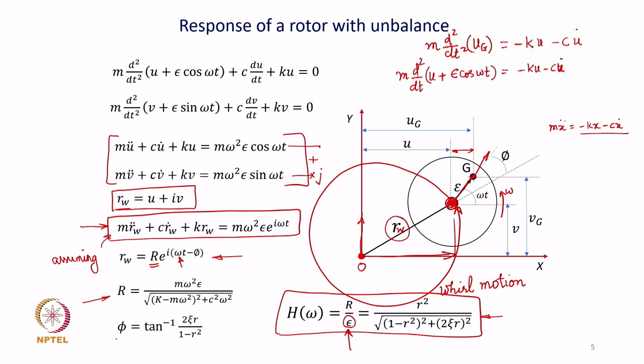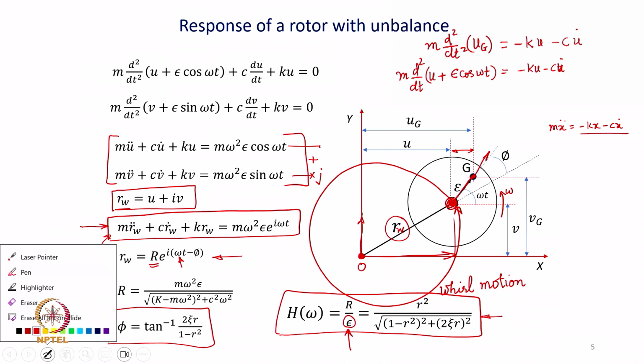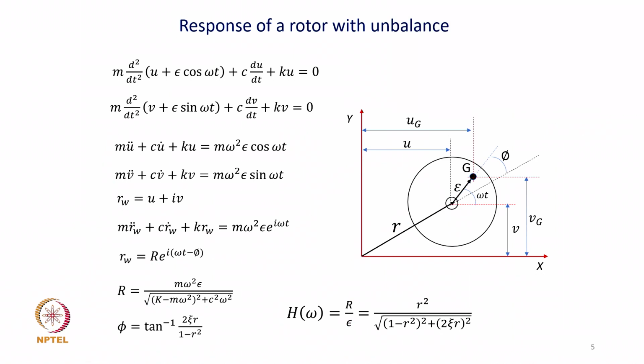And of course, the angle phi. Now, what is angle phi here? Look at the figure that I have. Angle phi typically represents the phase between the response and a force, the excitation force. In case of a spinning rotor, what is the excitation force? Unbalance.